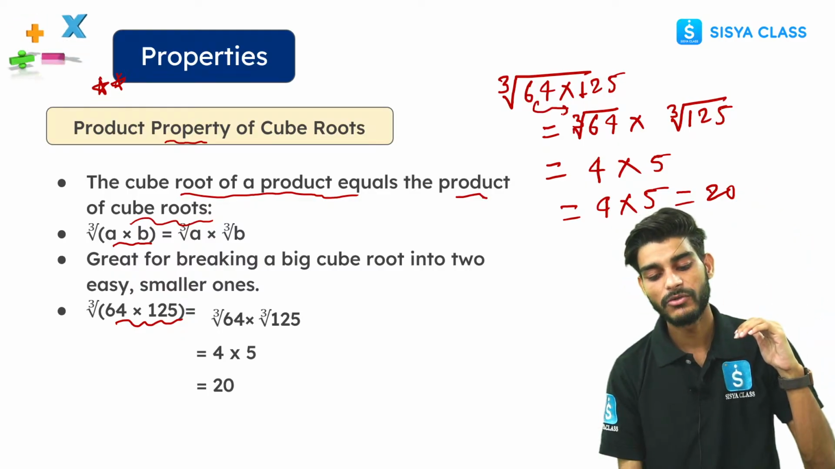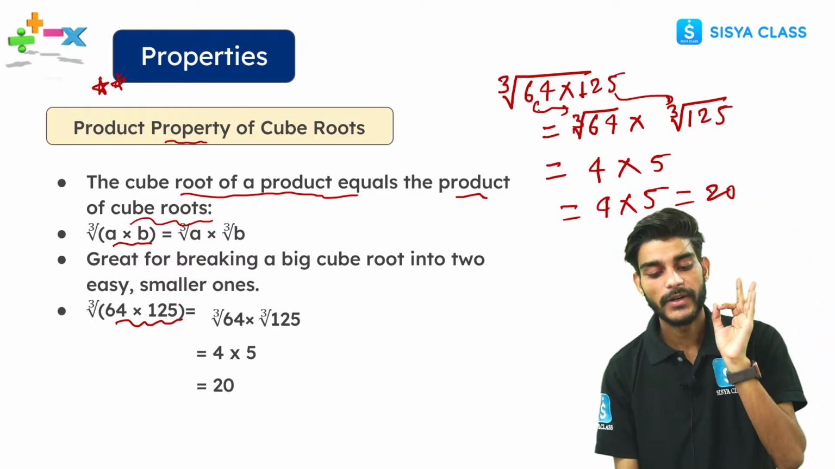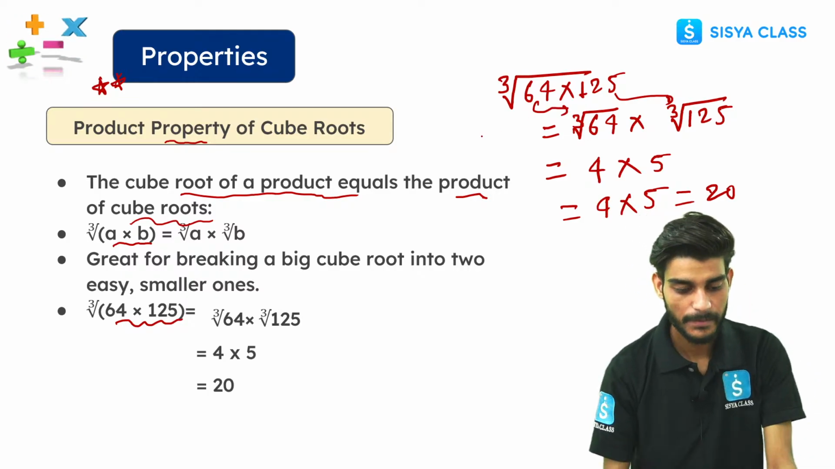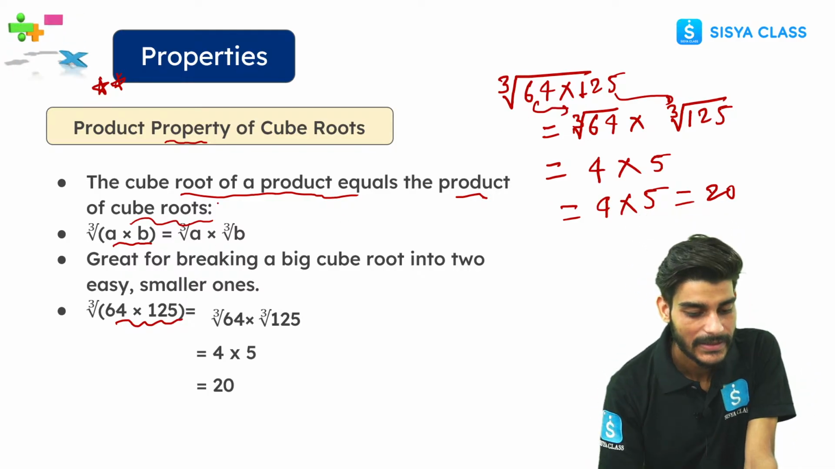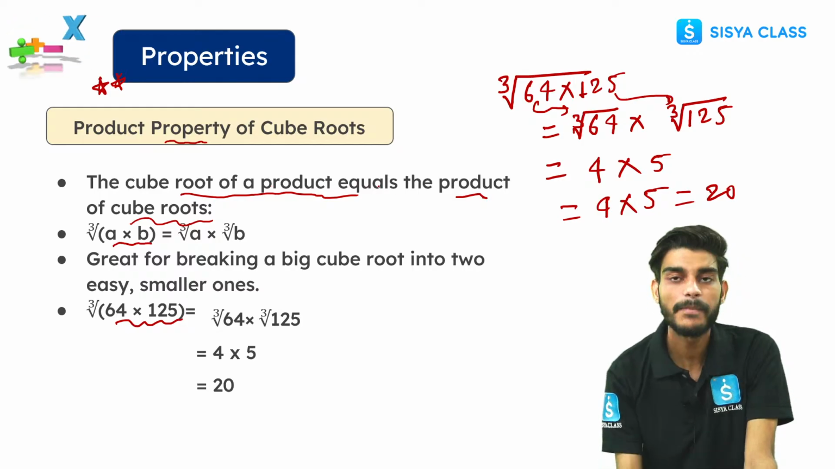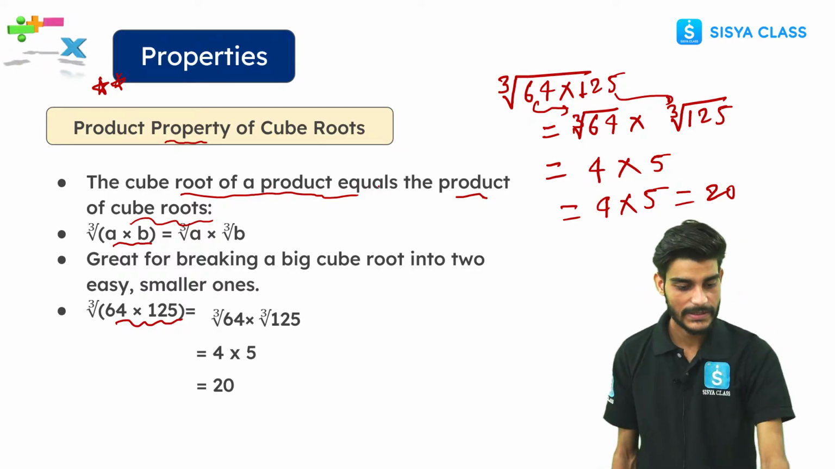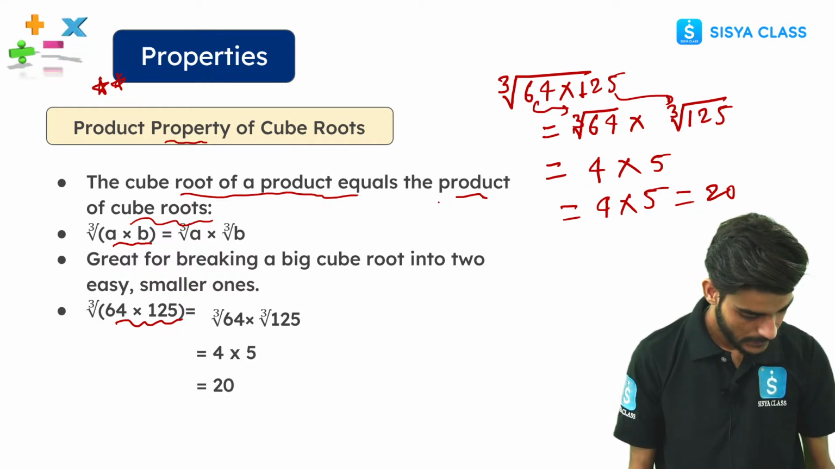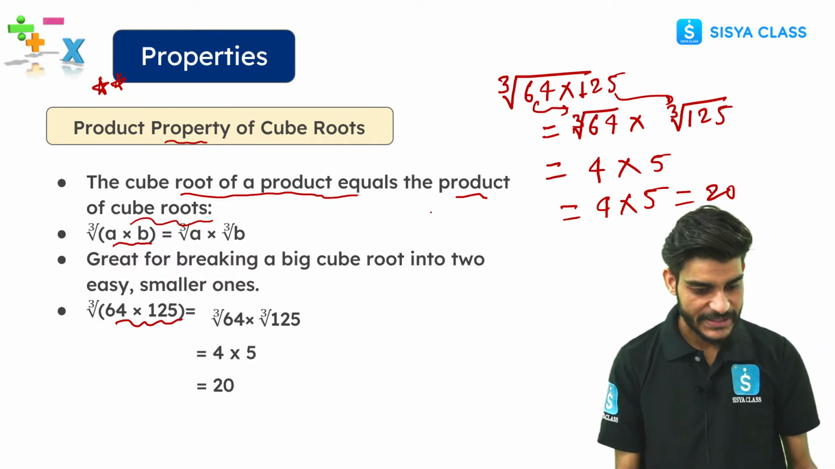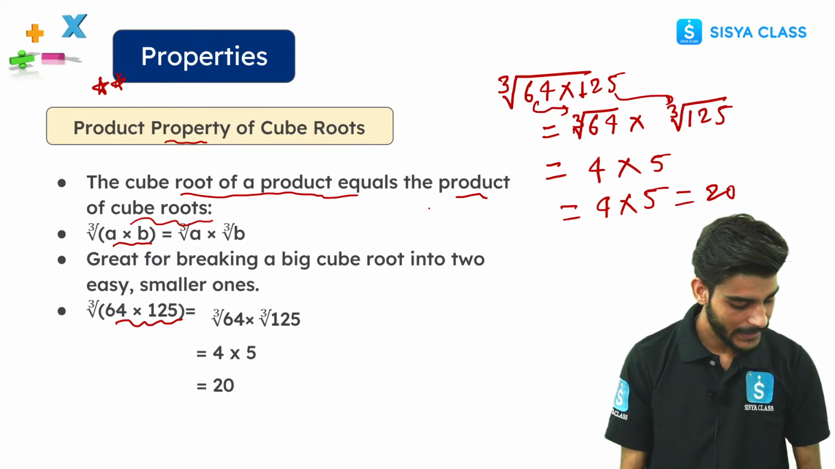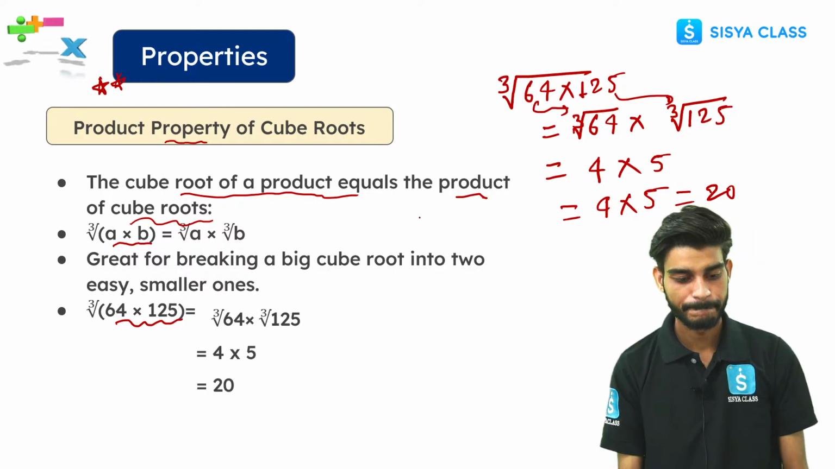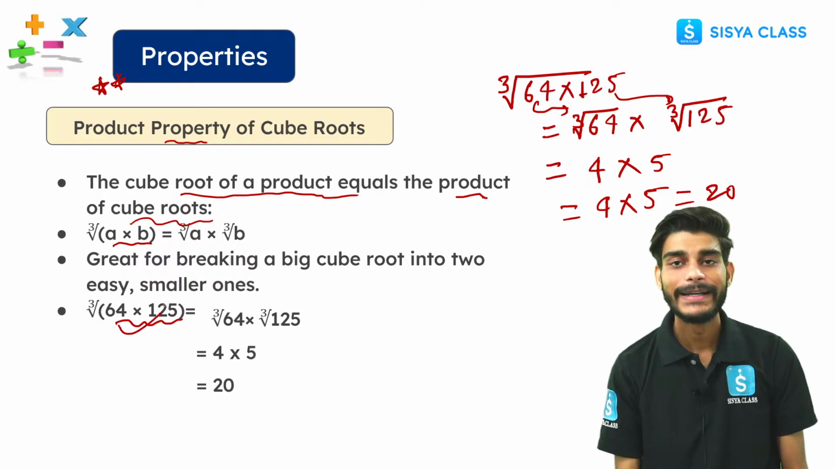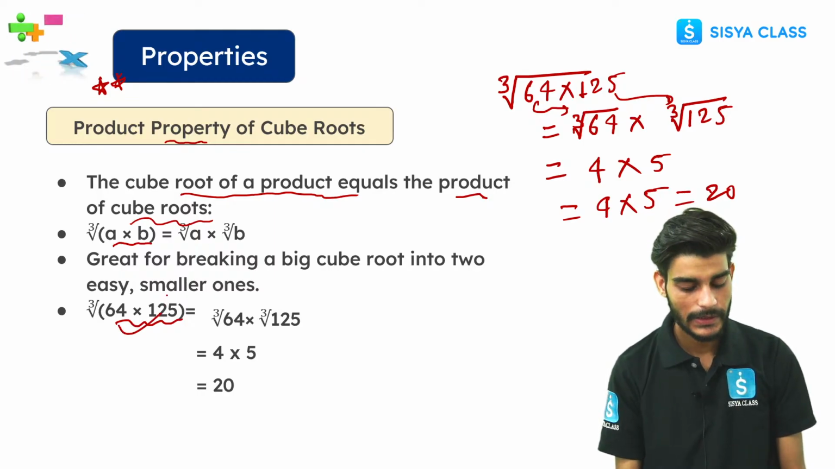So instead of finding the product of 64 into 125 and then taking the cube root, you can distribute it individually. So first find the two factors whose cube roots we can find. This is the property which says the cube root of a product equals the product of the cube roots. I hope this is clear to you, right? It is one of the important properties of this chapter, and it helps in finding the cube root of a big number. If you have to find the cube root of a big number, this is how you will distribute it. Clear?